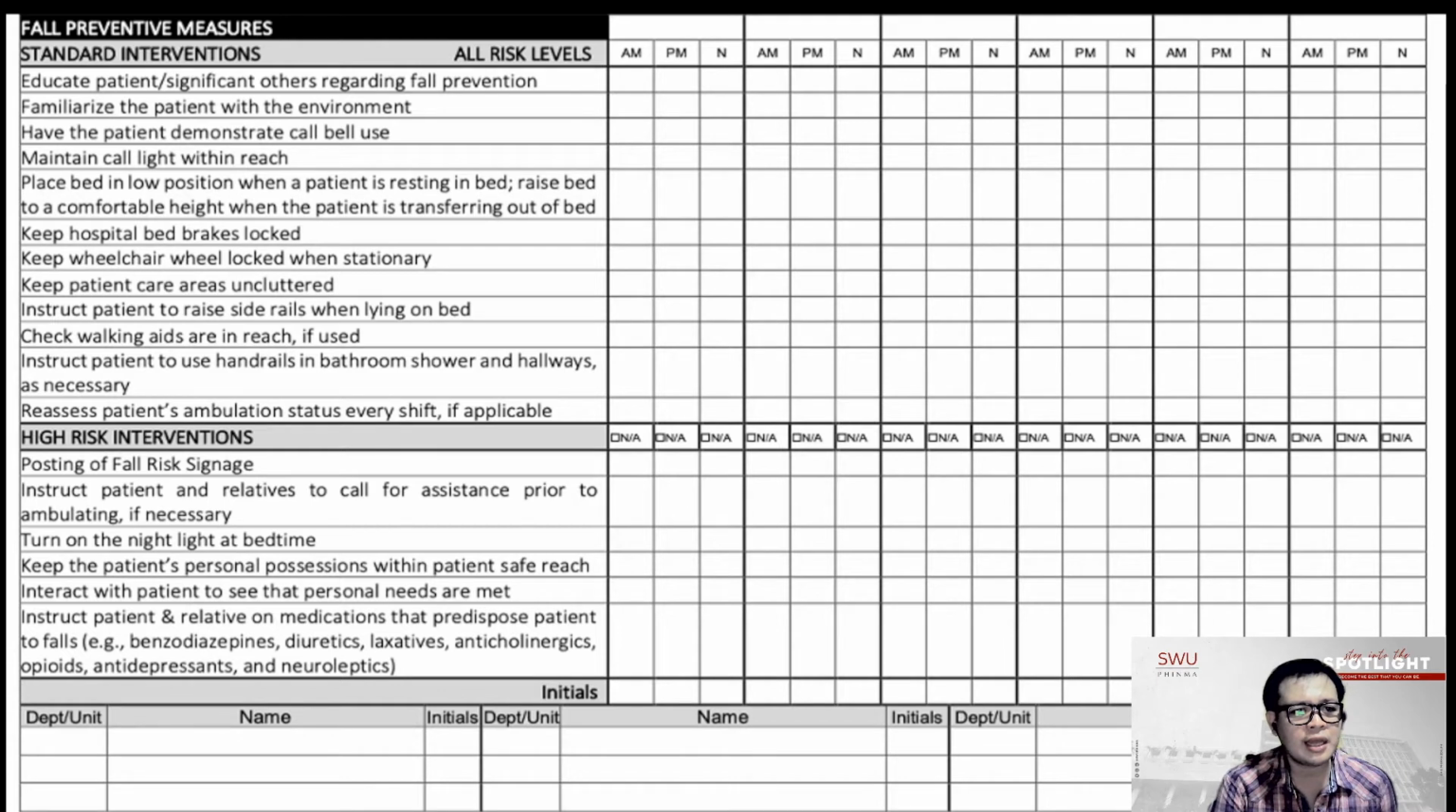Now, have the patient demonstrate call bell use. When you talk about call bell use, since it is not functional in our rooms, we can consider the significant other going to the nursing station, in order for them to refer accordingly what assistance they need, in order to avoid certain falls. Then we can check it. Next is maintain call light within range. Same thing as with our demonstrated values. Maintaining call light within reach can also be checked as well.